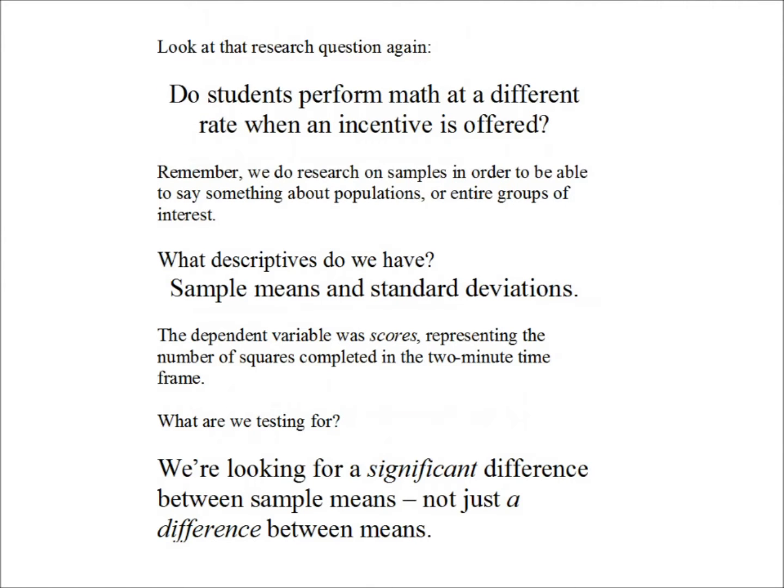Look at that research question again. Do students perform math at a different rate when an incentive is offered? Remember, we do research on samples in order to be able to say something about populations or entire groups of interest. So what descriptives do we have? We have sample means and standard deviations. The dependent variable is scores, representing the number of squares completed in the 2-minute time frame.